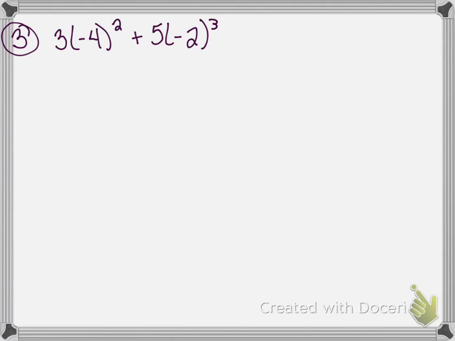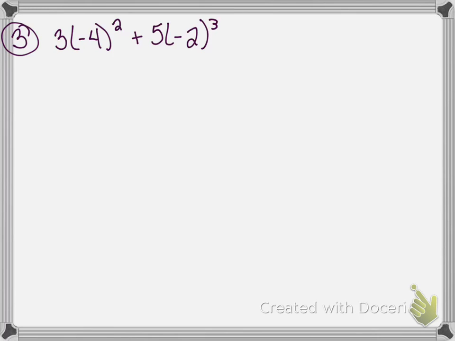The order of operations says that I have to do grouping symbols first. This does not have any grouping symbols in it. If you look inside the parentheses, I have standalone numbers. I have negative 4 inside the parentheses. I have negative 2 inside the parentheses. I can't simplify anything inside there. So my first step of order of operations, I don't have anything that I need to do.